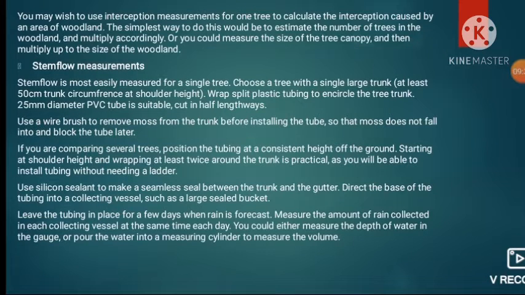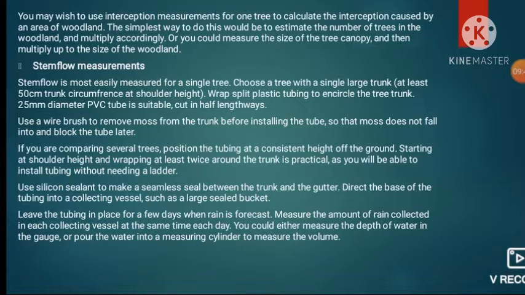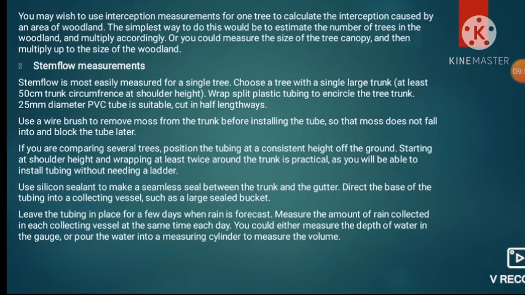You may wish to use interception measurements for one tree to calculate the interception caused by an area of woodland. The simplest way to do this would be to estimate the number of trees in the woodland and multiply accordingly. Or you could measure the size of the tree canopy and then multiply up to the size of the woodland. Stem flow measurements. The stem flow is most easily measured for a single tree. Choose a tree with a single large trunk, at least 50 cm trunk circumference at shoulder height.